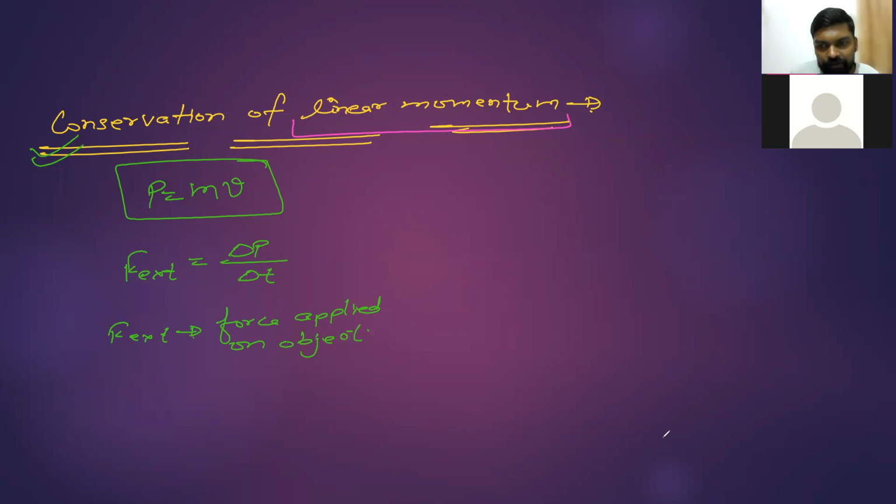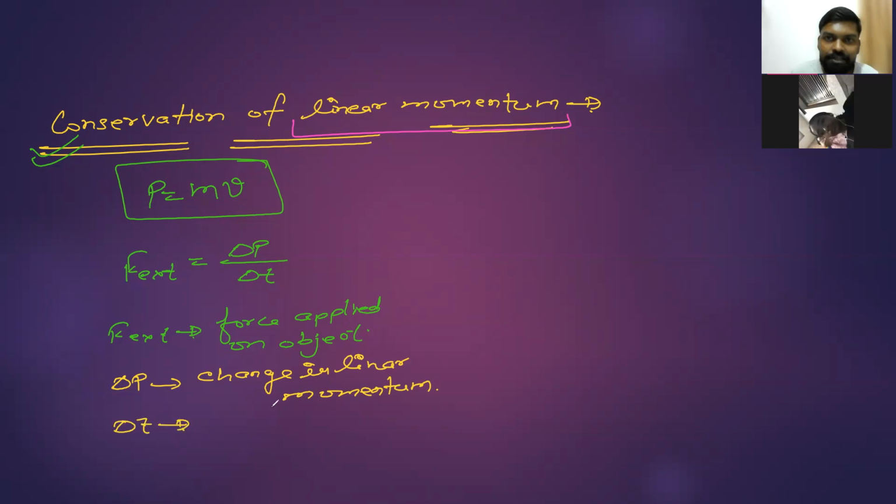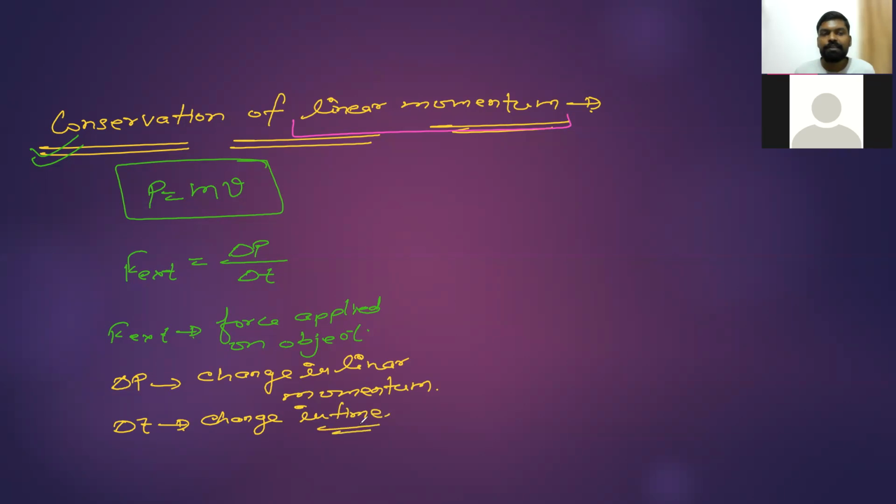And delta P is nothing but the change in linear momentum. And delta T is nothing but the change in time. Okay. Are you getting me or not? Yes, sir. Okay, very nice.